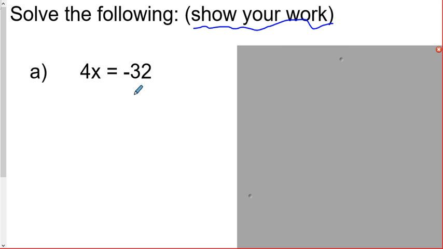In this question, I've got 4x equals negative 32. So I can say to myself, okay, I want x by itself. I'm trying to isolate x. So I need to undo any operations that are being done on x. Of course, I'm going to do it in reverse order. You'll remember that from yesterday, reverse BEDMAS order, right?